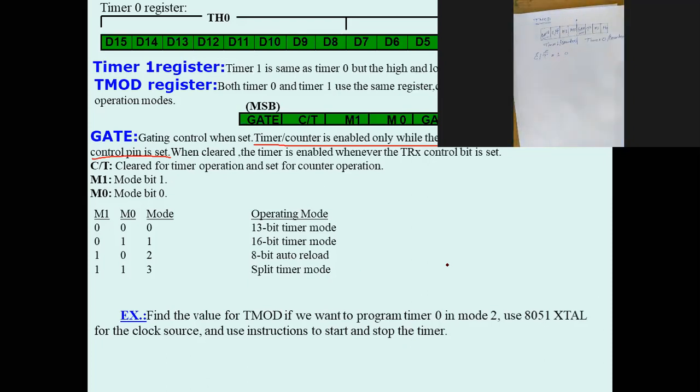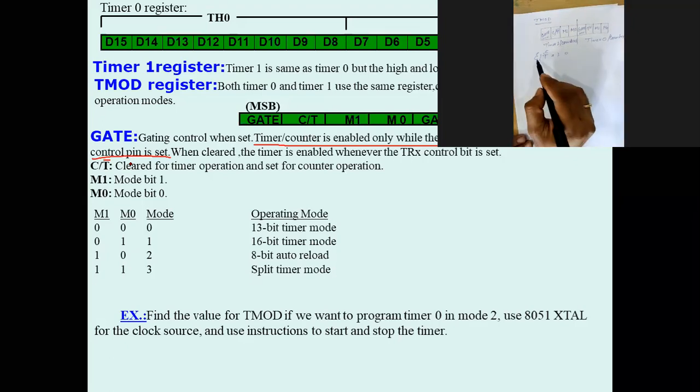There was no T bar option in the PPT, so while writing, don't forget to write this in your copy. After setting this gate pin, if this particular bit is set, then counter operation, and if 0, then timer operation.